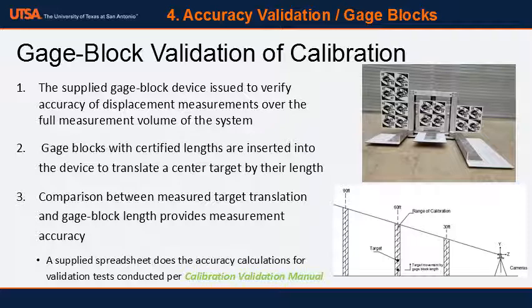Now, when we deliver the system factory calibration, we provide accuracy measures using this gauge block over the entire measurement volume, and I'll show what that looks like. So these sheets will be delivered, but for you to rerun it, this is basically the process. You just put the gauge block, move the target, and see how much it moves.